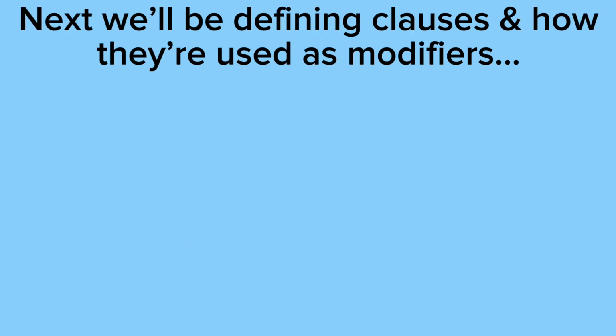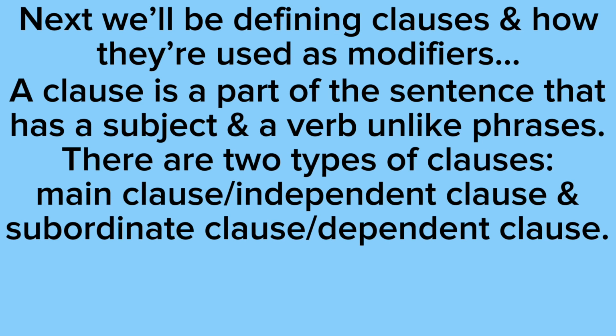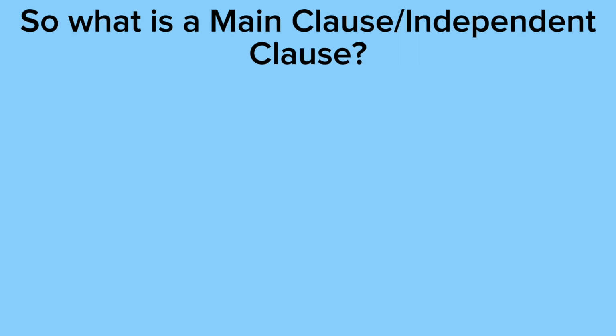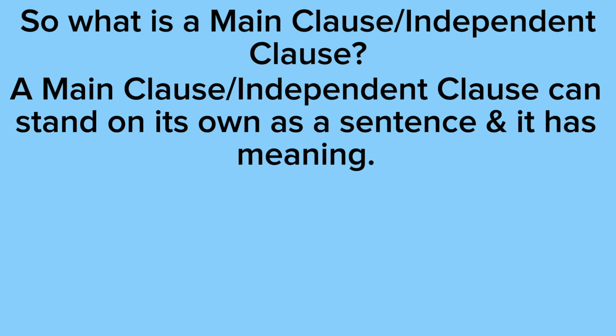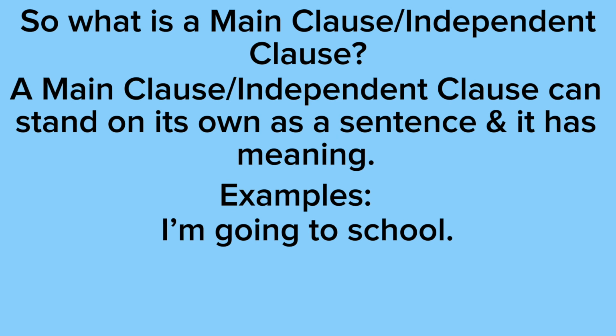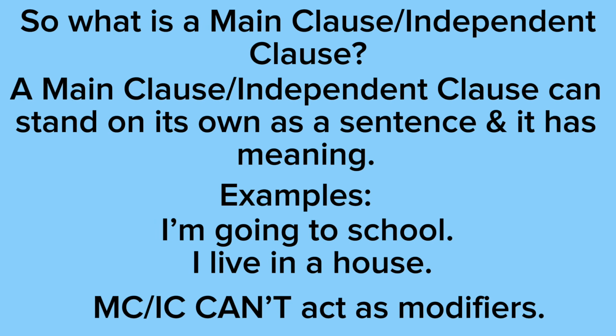Next, we'll be defining clauses and how they're used as modifiers. A clause is a part of the sentence that has a subject and a verb. Unlike phrases, there are two types of clauses: main clause or independent clause, and subordinate clause or dependent clause. So what is a main clause, also known as an independent clause? A main clause can stand on its own as a sentence and it has meaning. For example, I'm going to school is a full sentence, and I live in a house is a full sentence. Main clauses can act as modifiers.